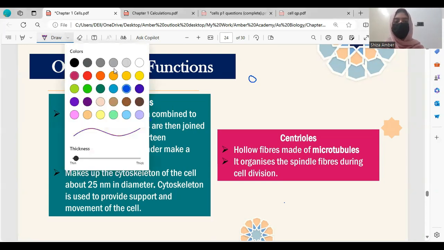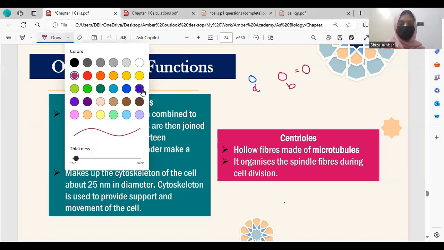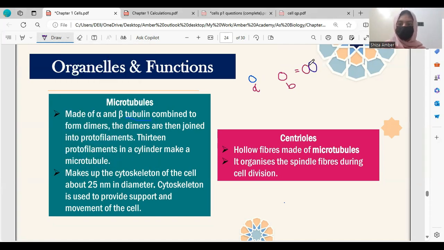So I'll use two different markers to differentiate between the concept of alpha and beta. Okay. So this is an alpha tubulin. Alpha tubulin is this, and this is your beta tubulin. So what is tubulin? Tubulin is a protein, and alpha tubulin and beta tubulin, their subunits make up a dimer. Okay. So when beta tubulin combines with alpha tubulin, it makes a dimer. So this is the beta one, this is the alpha one, and together they'll make a dimer.